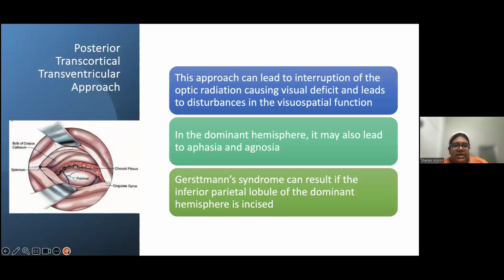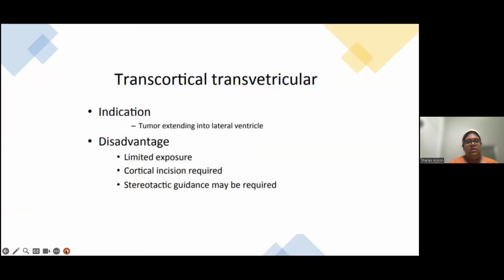This approach can lead to interruption of the optic radiation, causing visual deficits, and leads to disturbances in the visuospatial function. In the dominant hemisphere, it may also lead to aphasia and agnosia. Gerstmann syndrome can result if the inferior parietal lobule of the dominant hemisphere is incised.